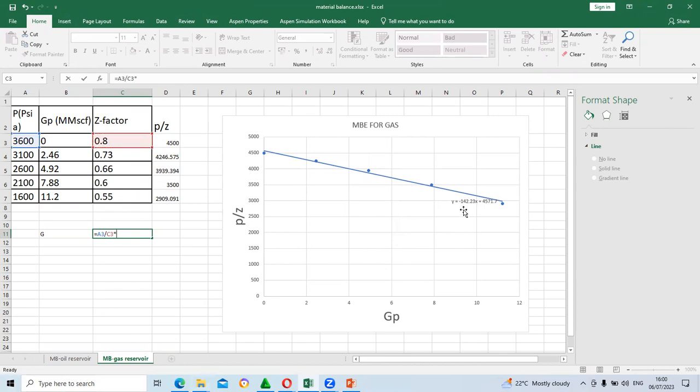And the gradient here is negative 142.23. All right. Let's be sure of what we have. So we have A3 divided by C3. That's our C3 times the gradient.